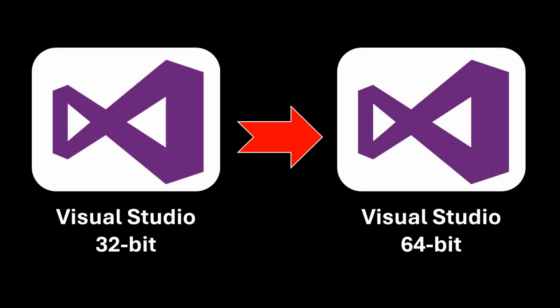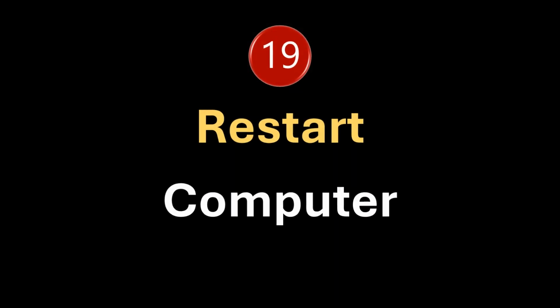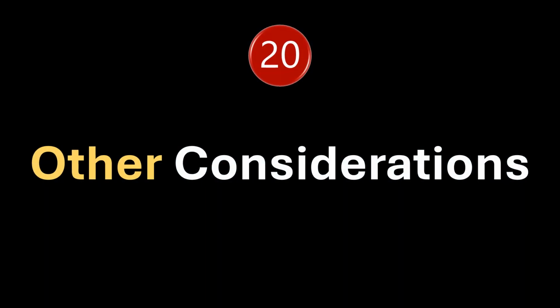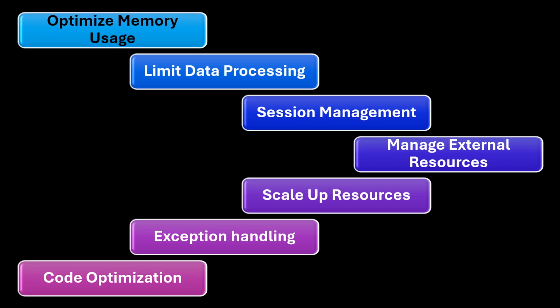Upgrade your Visual Studio to the 64-bit version. Restart your computer to close background processes, clear temporary files and cache, and update system files. In addition, consider these options to avoid the out-of-memory exception in ASP.NET applications.